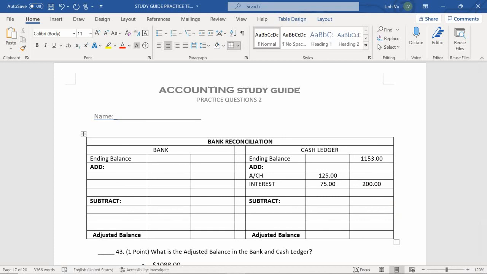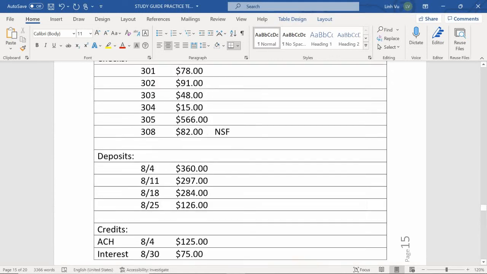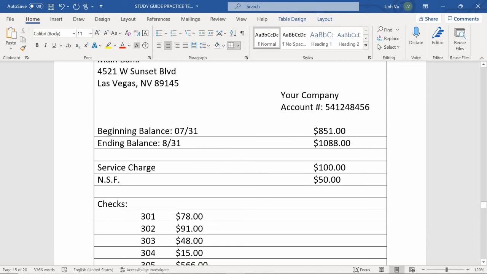So then what do I need to subtract out from my cash side? The fees. So let's take a look at my bank statement. My bank statement tells me that I have two charges. The one that is there, NSF, on the same line here, is $150.